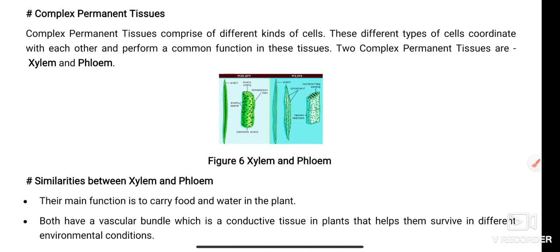Let's understand now the next concept, complex permanent tissue. Complex permanent tissue is of two kinds, and you know that well. Complex permanent tissue comprises different kinds of cells. These different types of cells coordinate with each other and perform a common function in these tissues. And the two complex permanent tissues are xylem and phloem.